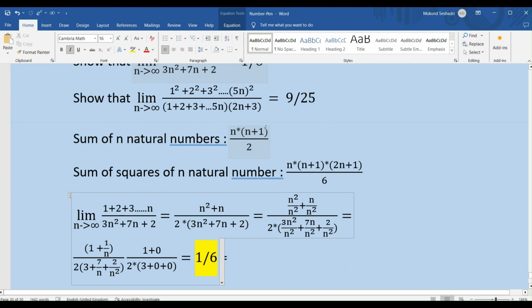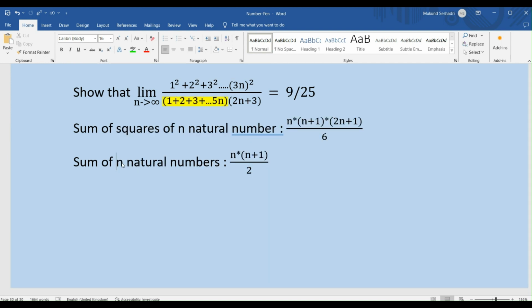And let's move on to problem 2, which is slightly more complicated, but it's quite simple as long as you know or are familiar with how to find the limits of rational functions, right? So let's use the second formula, which is the sum of squares of n natural numbers, and let's solve this problem.